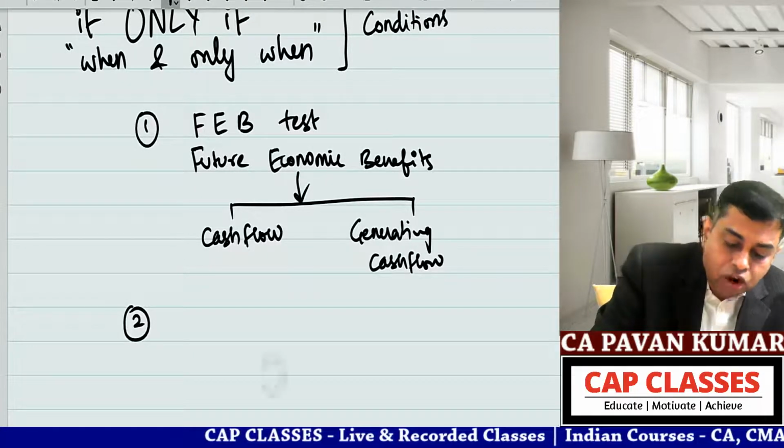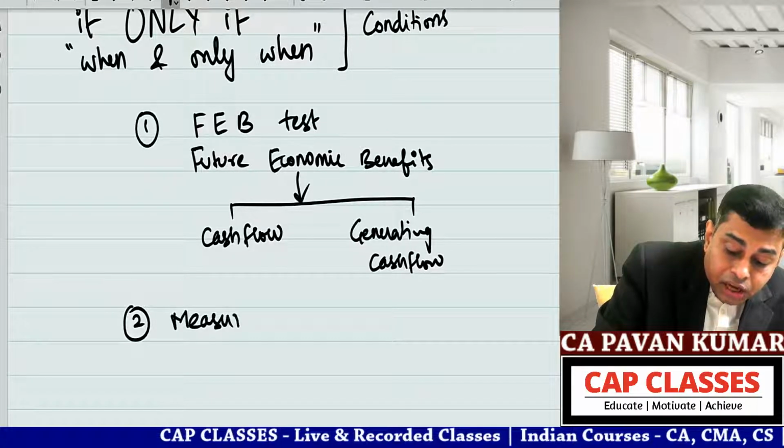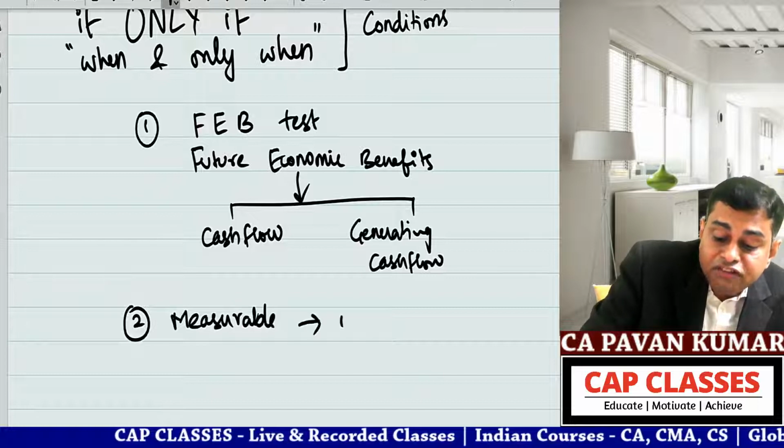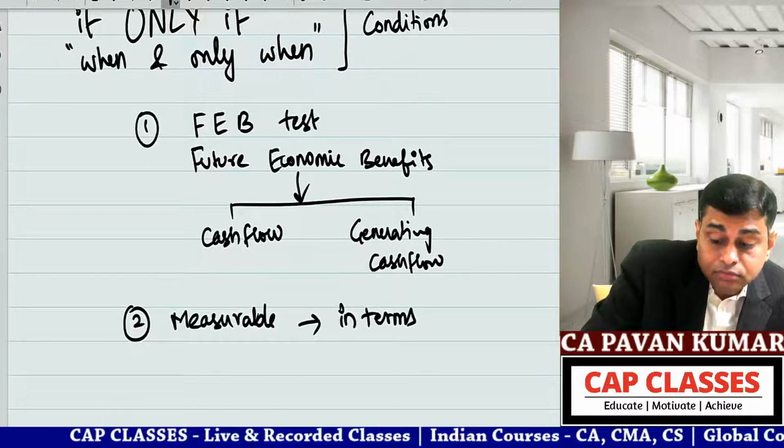Now test 2. Test 2 is called the measurement test. Measurable in terms of money. Money measurement concept.